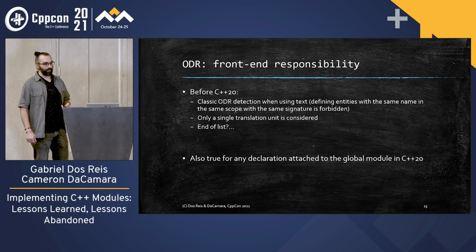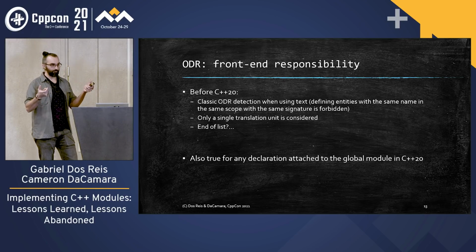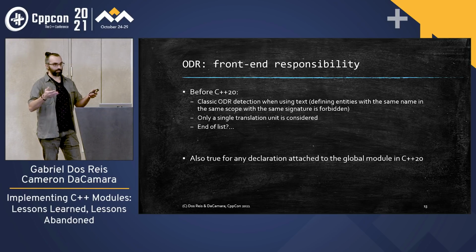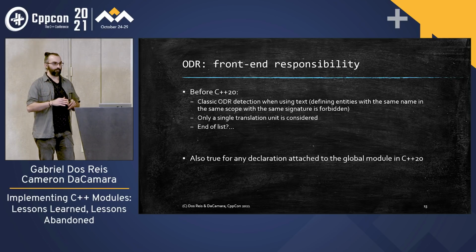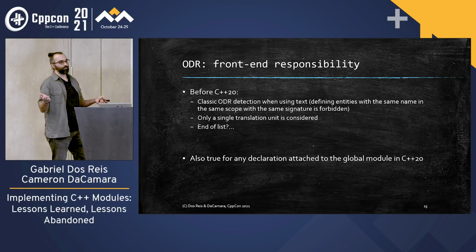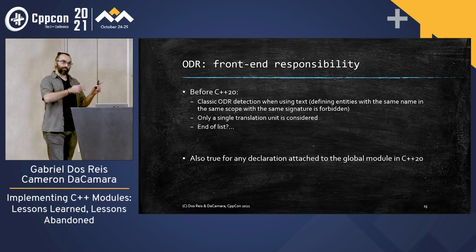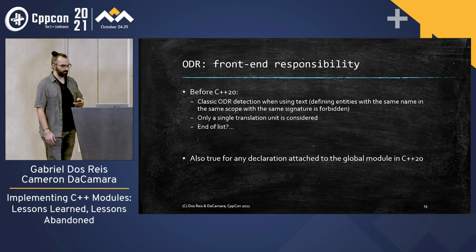Before C++20, we kind of had the classic ODR check. You know, the standard says you've got to compare names in their scopes and their signatures if they're functions. And if there's two definitions of that same function, for example, then you issue an ODR violation. And the compiler front end gets a very narrow view of the program in that respect. It gets one translation unit to get that right. That's all you can do before C++20. By the way, after C++20, the same is still true. This check still applies to anything that comes from the global module, which we'll talk a little bit more about later.